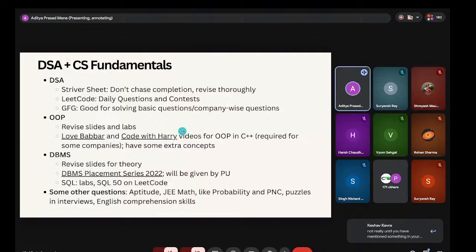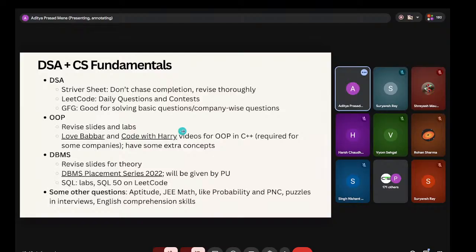Apart from that, I think the junior batch was given a website called SQL Bolt, if I'm not wrong. That was, I think, good for writing clean queries and learning how to write queries. You can redo the labs, or there is a set of 50 SQL questions on LeetCode by the name SQL 50. You can do that as well.